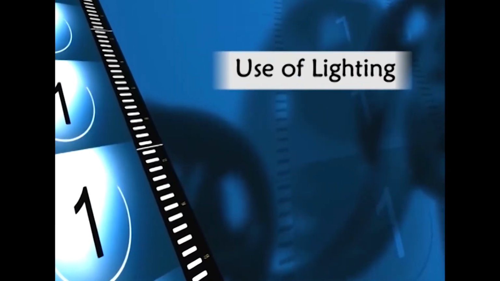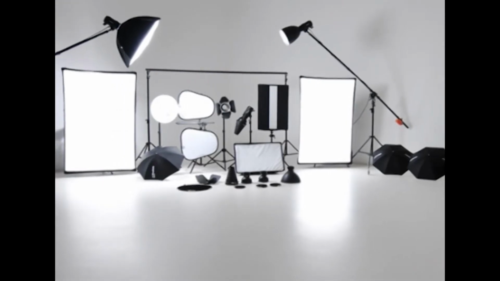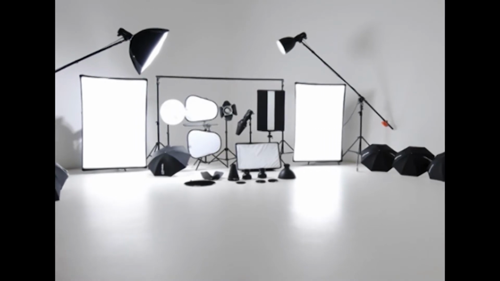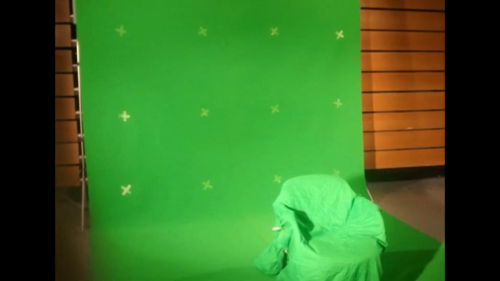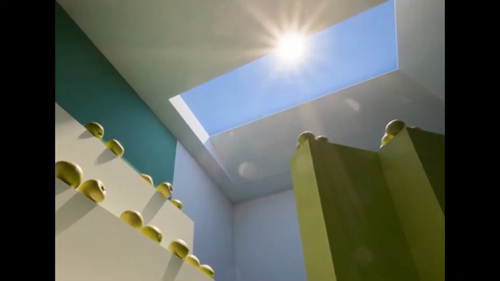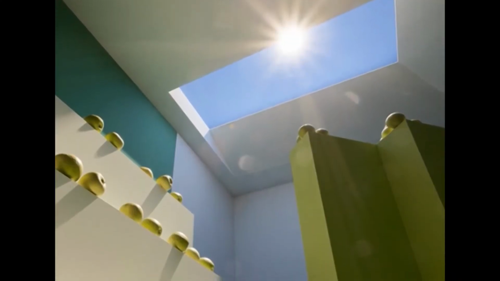Use of lighting. Good lighting needs to be bright enough to allow you to perform required tasks. Provide even light across the area to prevent shadows. Be free from direct or indirect glare.